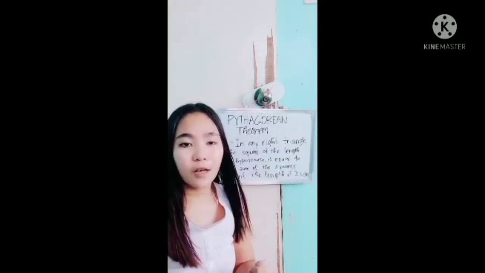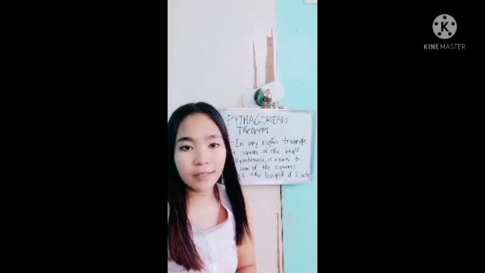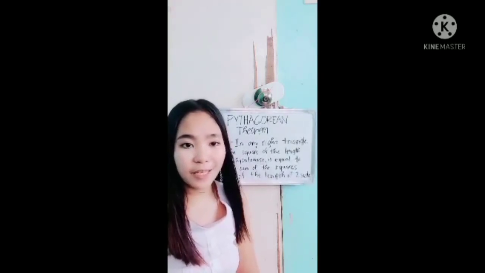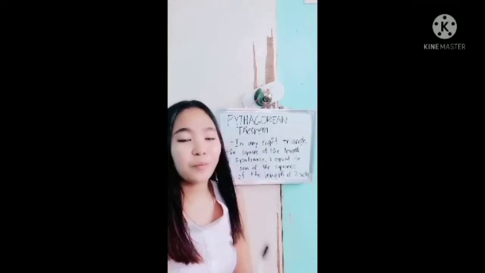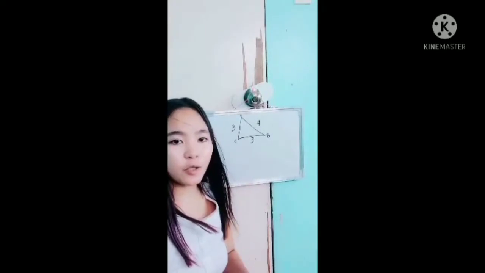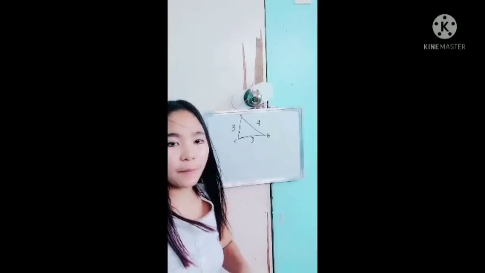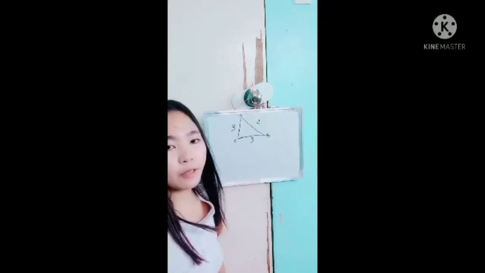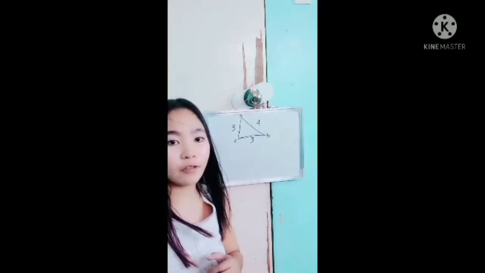We cannot say that the triangle given to us is already a right triangle just because the three sides are given. So we can use the Pythagorean theorem to let us know if the triangle is a right triangle. As I said earlier, the Pythagorean theorem can be used for us to know if the given triangle is a right triangle.